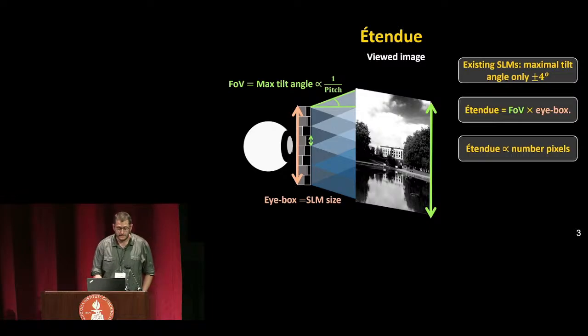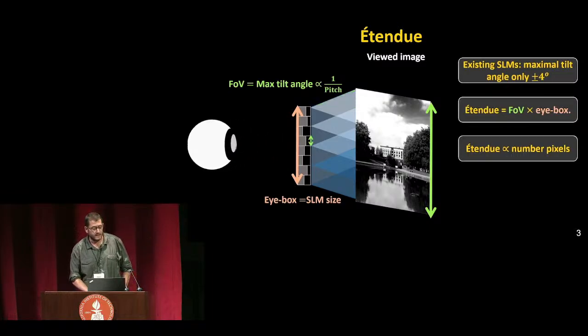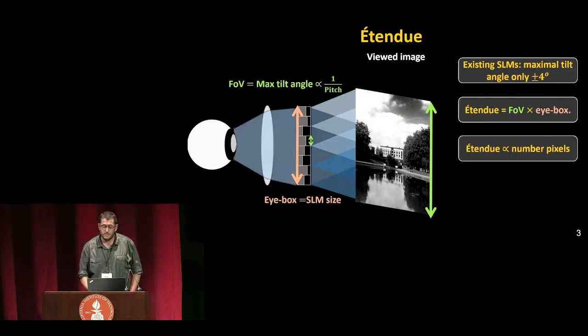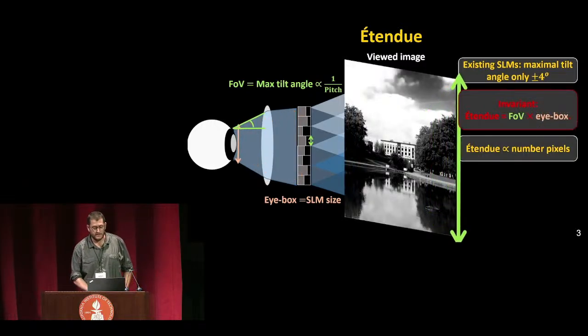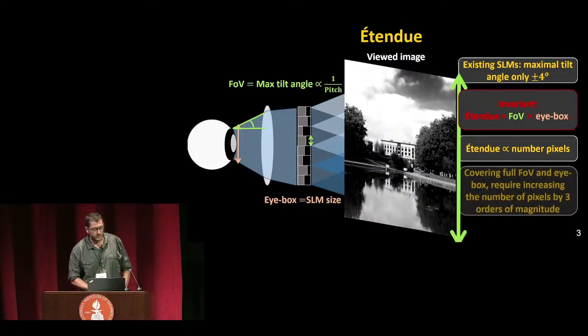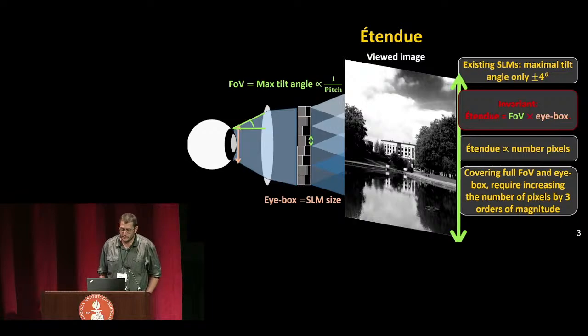Now, by adding lenses between the viewer and the SLM, we can control the field of view and the eye box. However, increasing one property decreases the other, meaning that the etendue is invariant to changes in the view optics of the display. So ideally, holographic displays would like to achieve a field of view of approximately 120 degrees and an eye box of 1 centimeter. However, supporting both these ranges requires a huge etendue, requiring that we increase the number of pixels by 3 orders of magnitude.